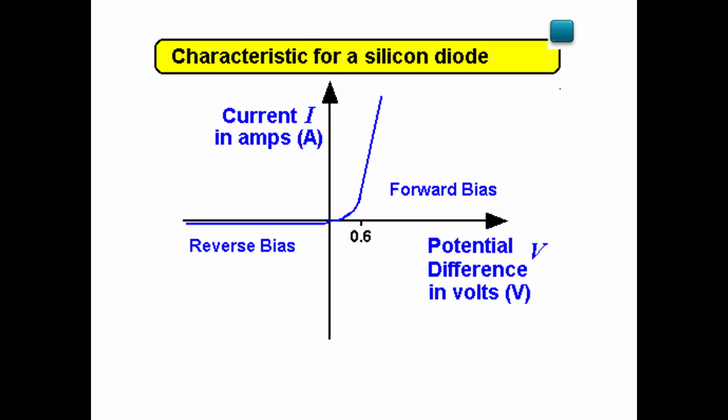On the left-hand side, the line is very close to the x-axis, which means that the current is nearly zero.